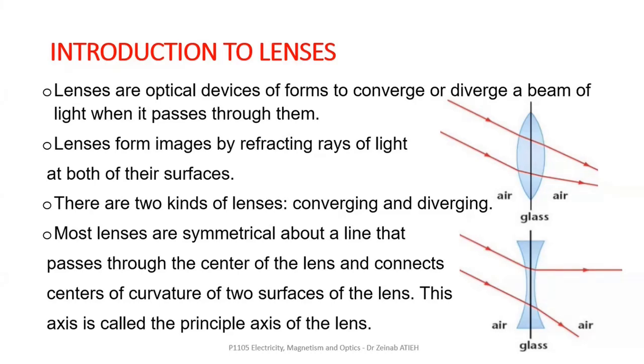While the figure below represents a divergent lens. What is a divergent lens? A divergent lens means that when light, a parallel light, strikes the lens, it will emerge away from each other. It means that it is going to diverge. So this is a lens.